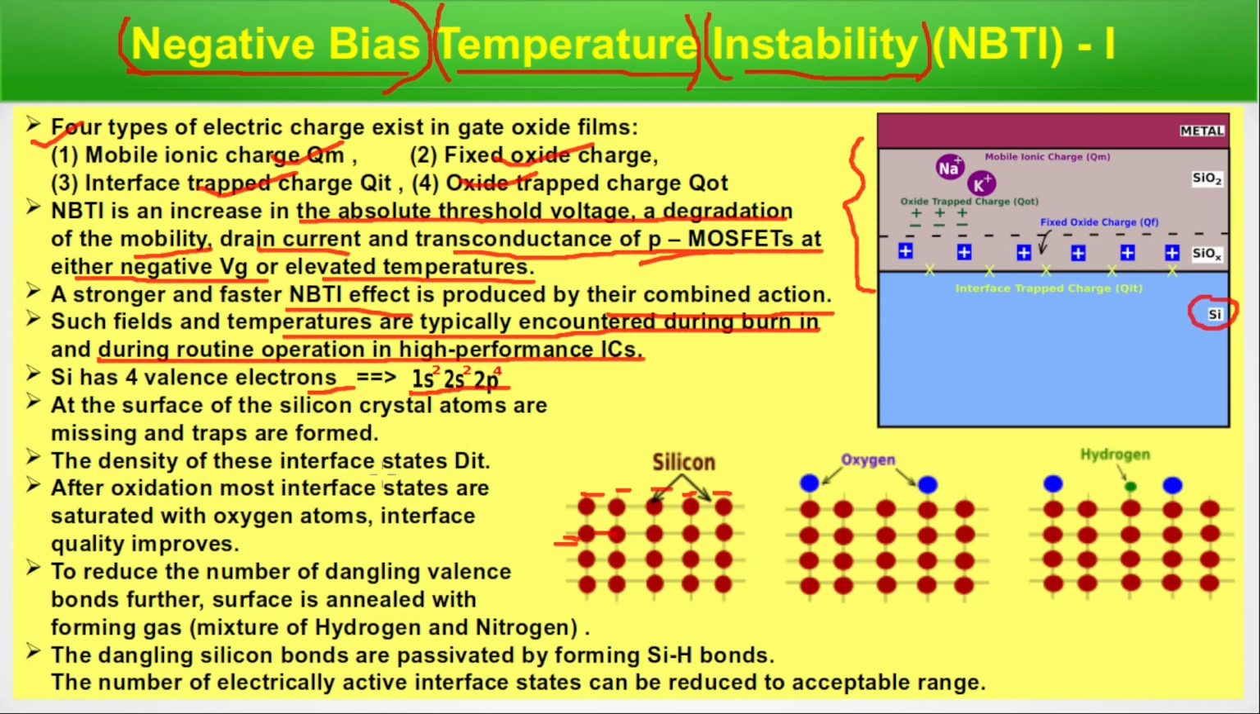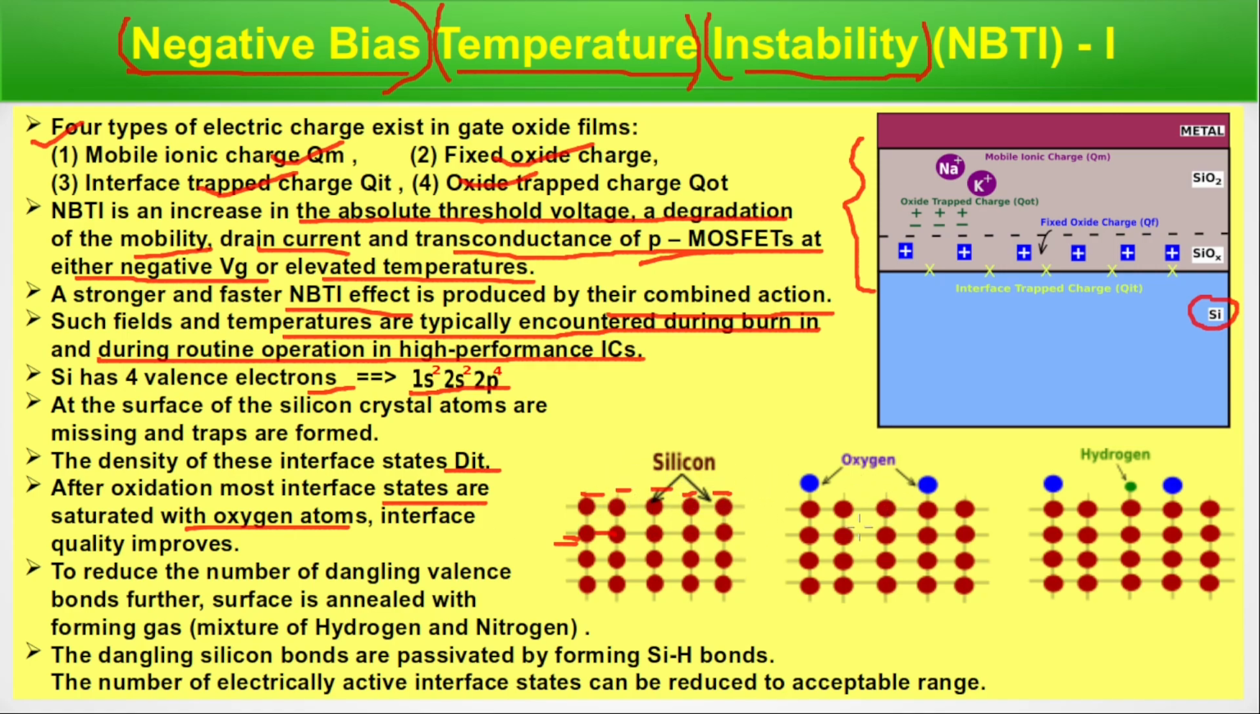The density of these interface states is defined by D_it. When we do the oxidation, most of the interface states are saturated with oxygen atoms. This free, open, and missing-electron, trap-like situation is reduced.